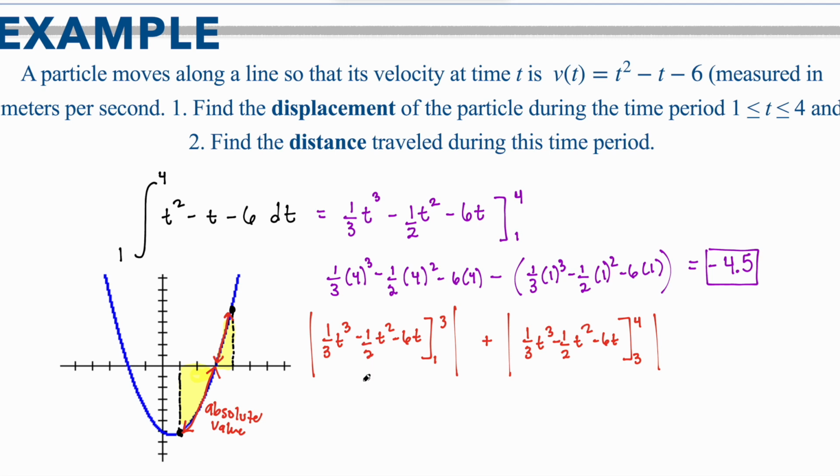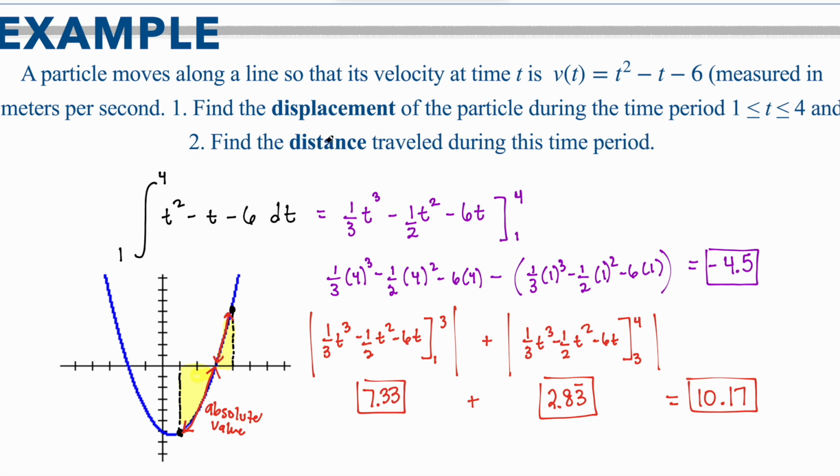So this one is going to be negative 7.33, but I need the absolute value of that. So it's going to be a positive 7.33 because I still traveled the distance even though it was negative. And then this next one is going to be 2.8 repeating. So now that I have the actual distance traveled, I can now add them together, and my final answer is going to be 10.17.